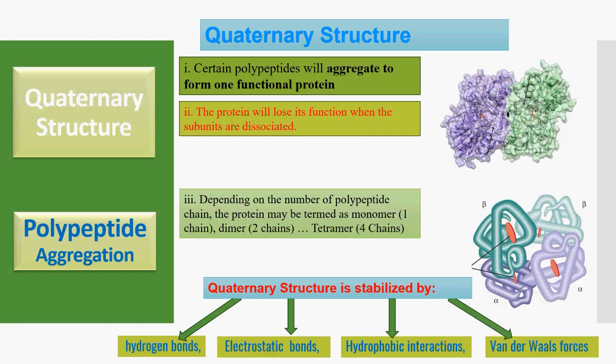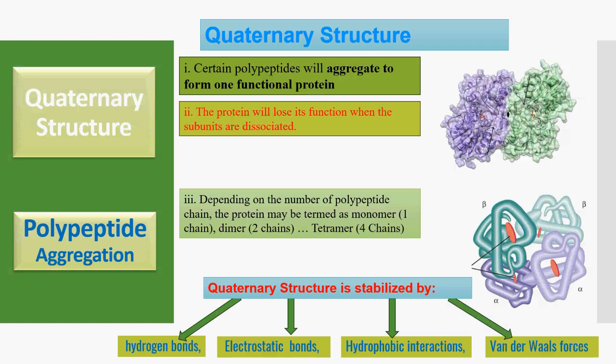So all these forces which hold the quaternary structure of the protein between the 2 beta and the 2 alpha, either between the same polypeptide chain or within the different polypeptide chain, are non-covalent: either hydrogen bonds, electrostatic bonds, hydrophobic attractions, or van der Waals forces.